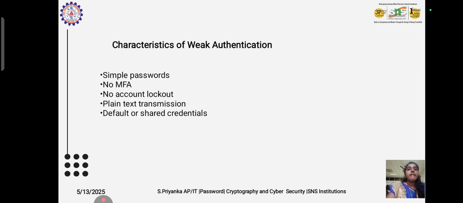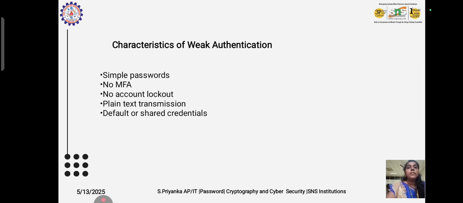Next come the characteristics of weak authentication. The characteristics are simple password, no MFA, no account lockout, plain text transmission, and default or shared credentials. Coming to simple password, it is easy to guess or crack. For example, if a password is 123456, it is easy to guess. Some will even keep the password as "password" itself.